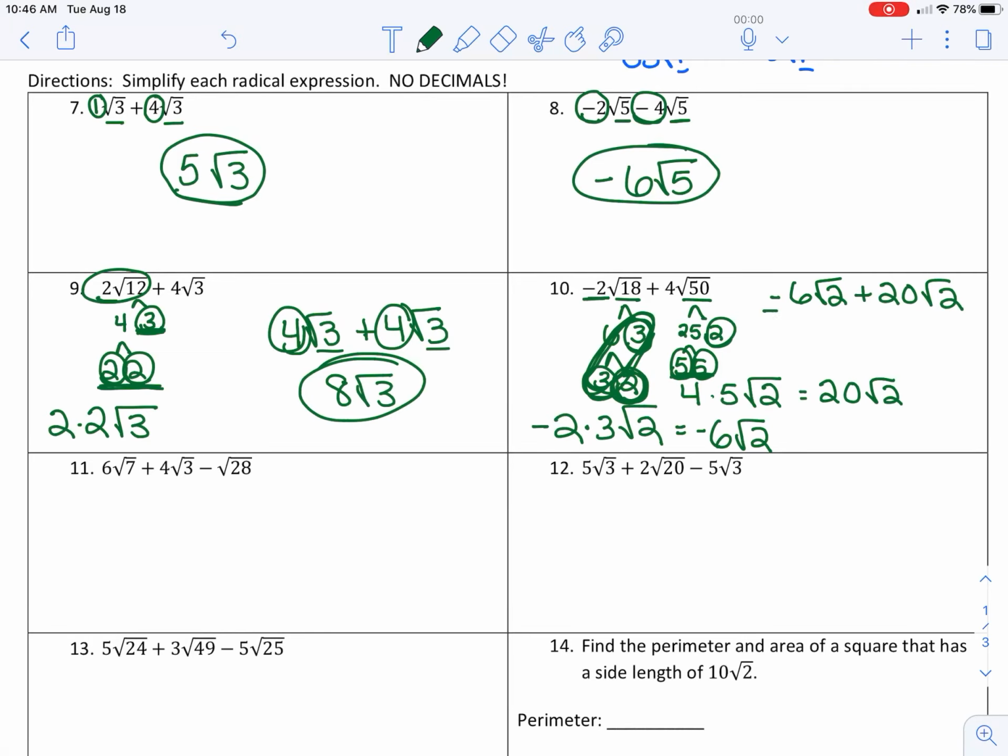All right, so I have -6 plus 20 is going to give me 14, and then my root 2 stays the same. And I can only add and subtract those because of the fact that we have like radicals.